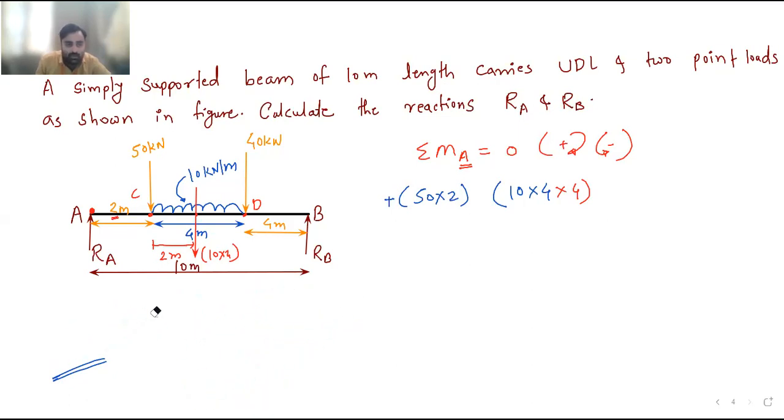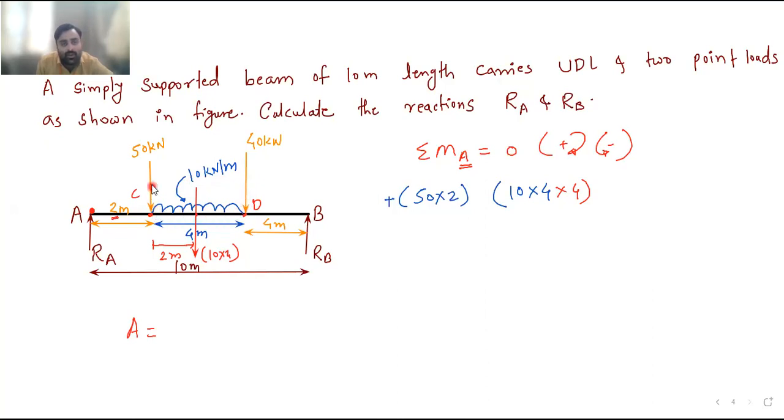तुम्हाला मी सकाळी सांगितलं होतं, काय शिकवलं होतं? Whenever UDL is there or UVL is there, area of the diagram will give you the magnitude of the force. बरोबर आहे? एरिया ऑफ द डायग्राम. आता तुम्हाला UDL इथं असा दाखवलाय. That UDL is shown like this, but actually UDL is nothing but it is rectangular load. So I can imagine over here a rectangle because UDL is a rectangular load.